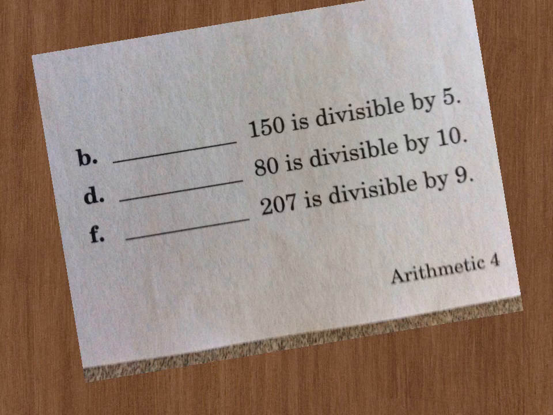Okay, we'll do the other 3. 150, is that divisible by 5? Stand up if you think that is true. Sit down. Stand up if you think that is false. Okay. Remember, any number that ends in a 0 or a 5 is divisible by 5. This ends in 0, so this one is true. So far, all 4 of them have been true. I wonder if they all will be true.